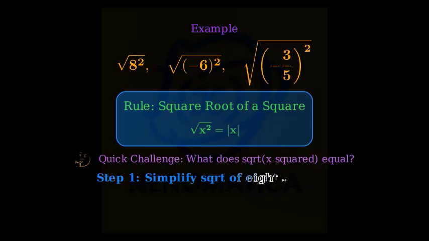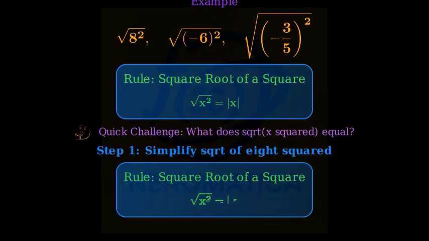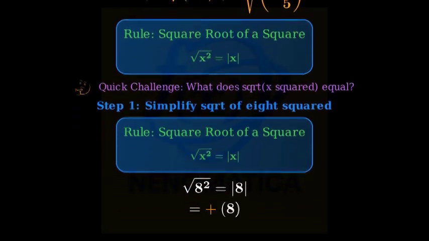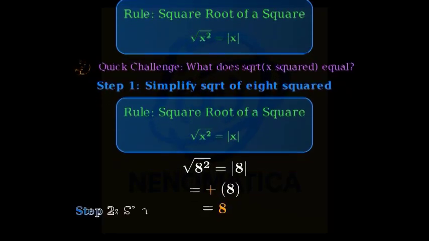Step 1. Simplify the square root of 8 squared. We apply our rule and then evaluate the absolute value. Step 2.